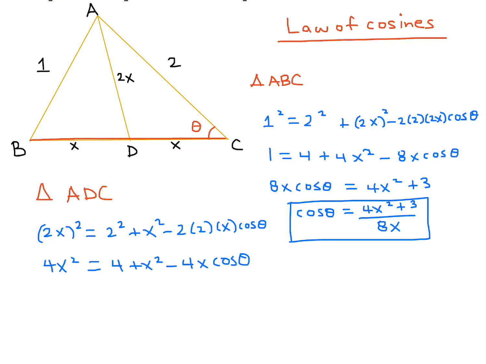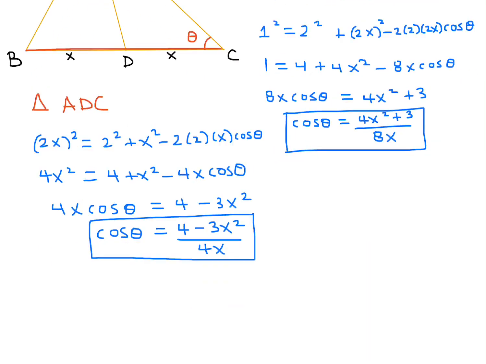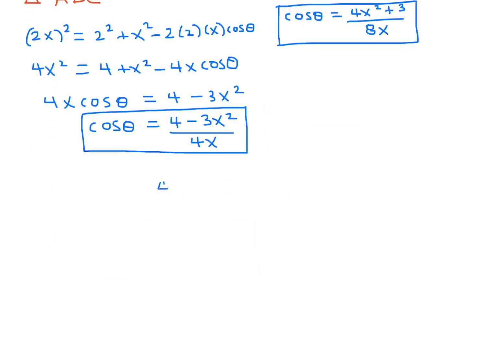Put the cos theta on one side. 4x cos theta is equal to 4 minus 3x squared, and therefore cos theta is equal to 4 minus 3x squared over 4x, like that. So we have two values for cos theta, and therefore we can now set them equal to each other. So that means 4 minus 3x squared over 4x is equal to 4x squared plus 3 over 8x, like that.